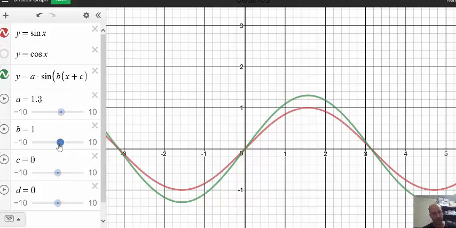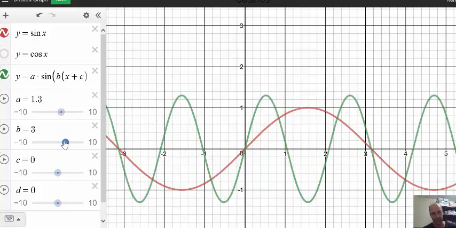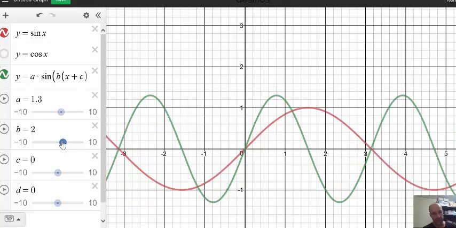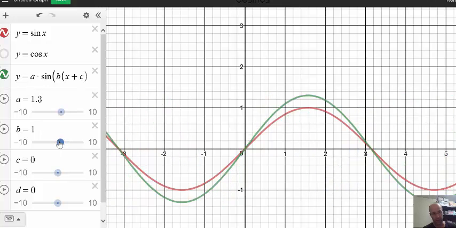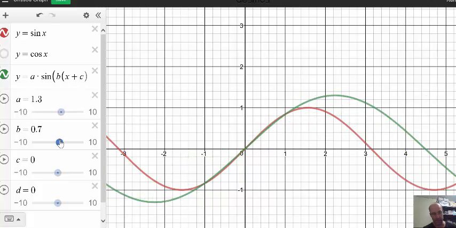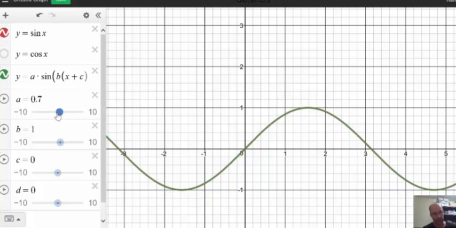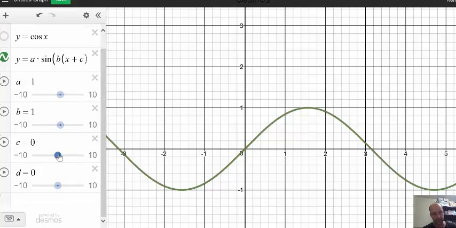The other one that changes the shape is B. So as we increase B, it's compressing the graph. And if we take B back down to 1, which is its regular state, if it's between 0 and 1, like a fraction, like a half, you can see that it stretches the graph out. So we'll take that back to its rest state, and we'll take that one back to its generic state too.